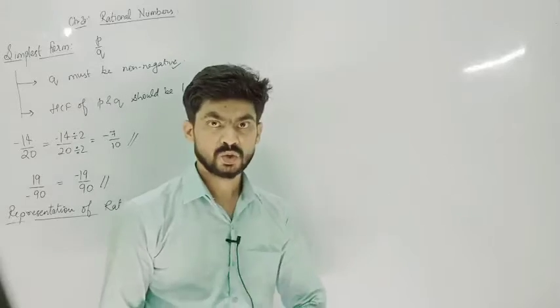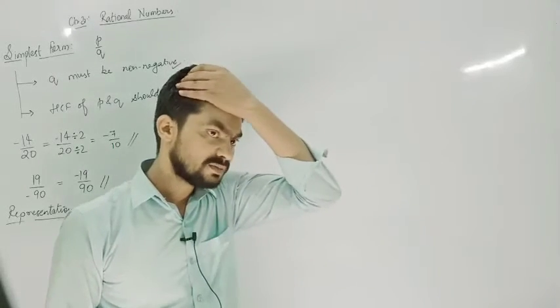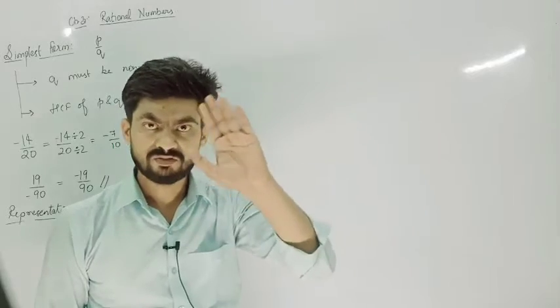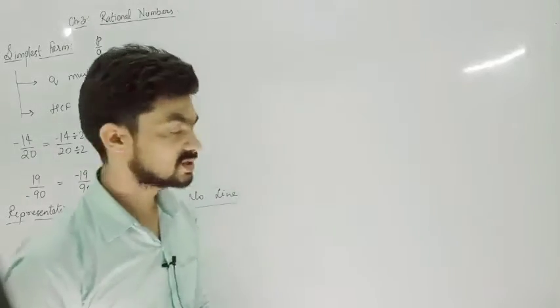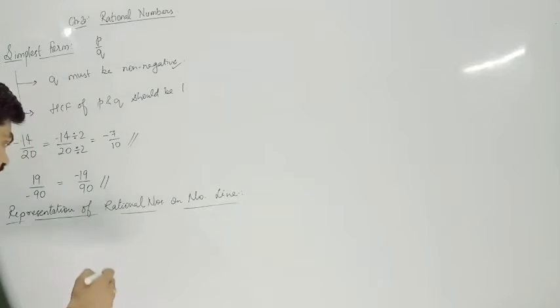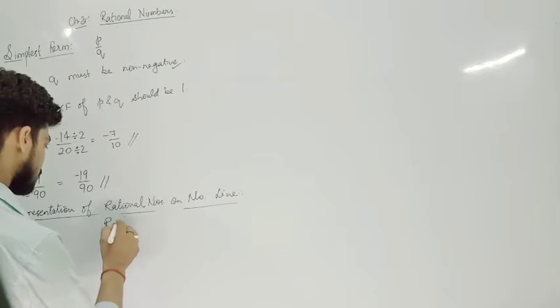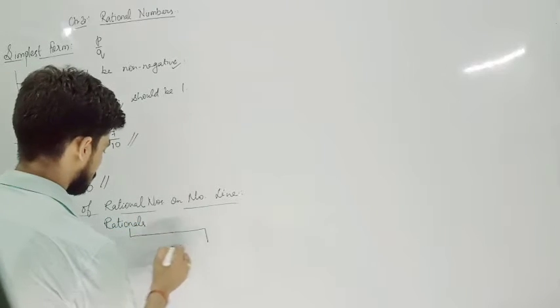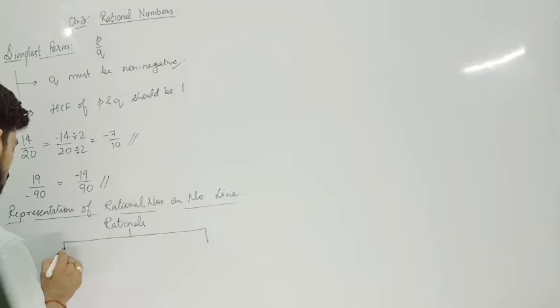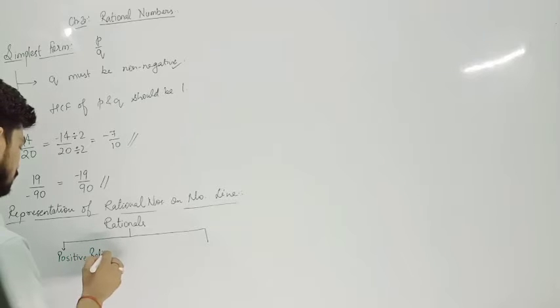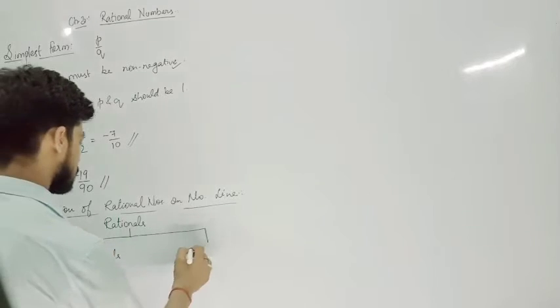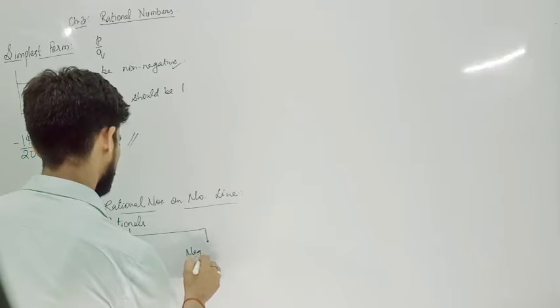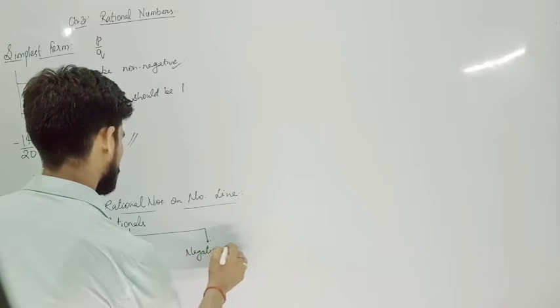See, my dear children, you know that rational numbers are of two types. One is positive, one is negative. I shall be discussing both, but I have to divide them into categories, that you can see here. Rational numbers are also written as rationals. One is positive, one is negative. I hope you have no issue here.